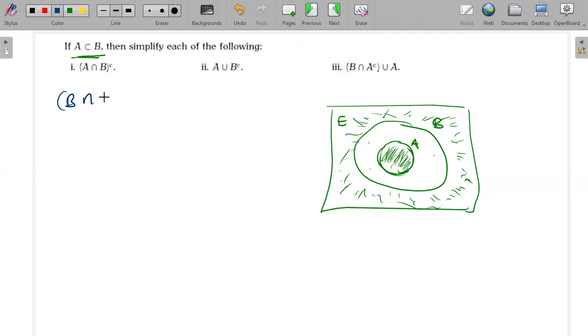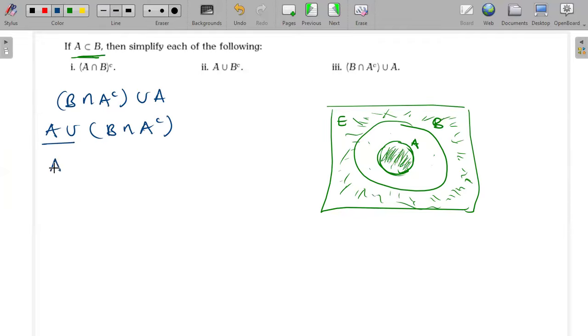Okay, let's now do that last one there. You have A union, then B intersect A complement, union A. So how are we going to write this one? I can write this as A union, and then B intersect A complement. According to sets, we can use the distributive laws.